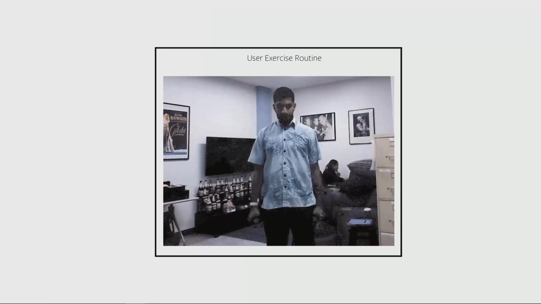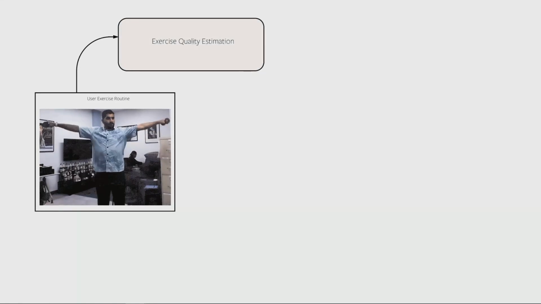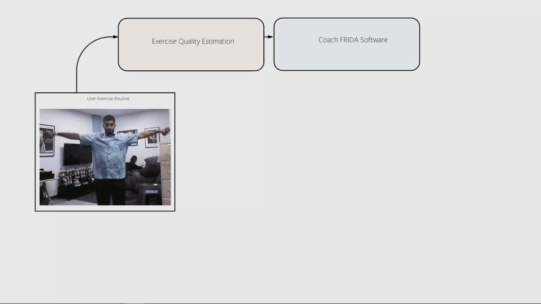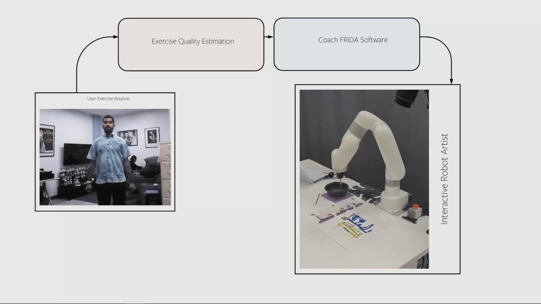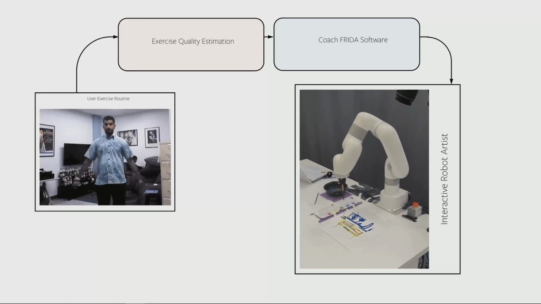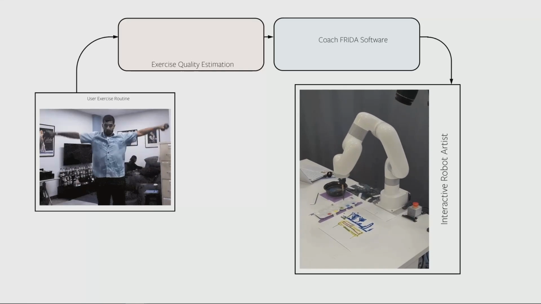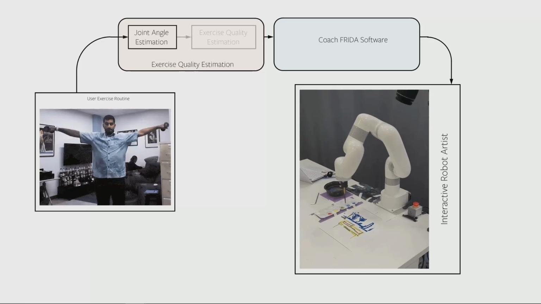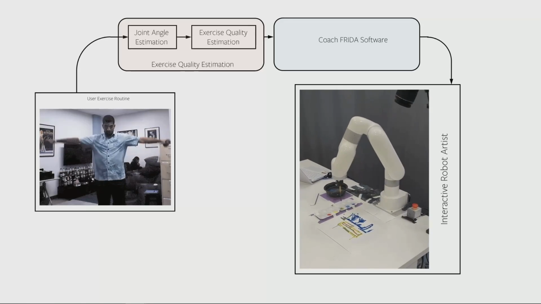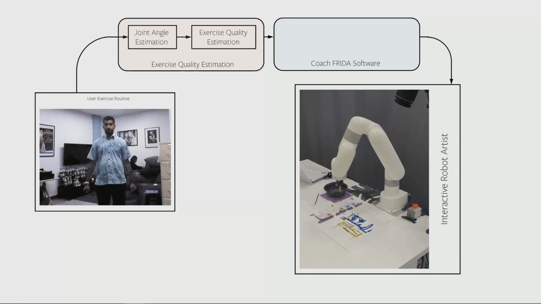So here's a video of me doing some exercises, and our system broadly looks at the quality of these exercises, and then provides this to Coach Frida, our interactive robot artist. And Coach Frida is able to paint a visual representation of how well this user performed their exercises. Now, we had a few different ways of doing this. One of the ways we did this was first estimating the joint angles, thanks to Roshni and Reina for this component of the work, and then estimating the quality of any given repetition of the exercise.